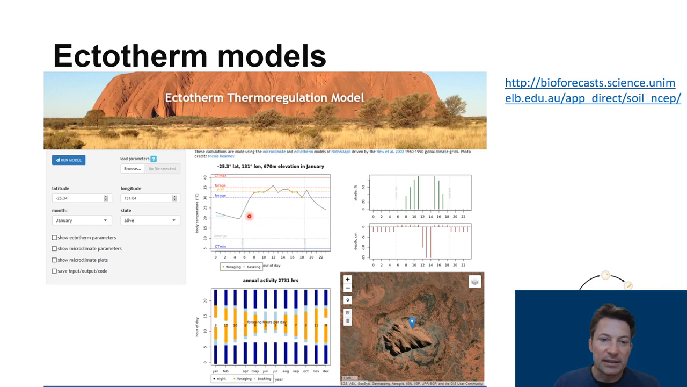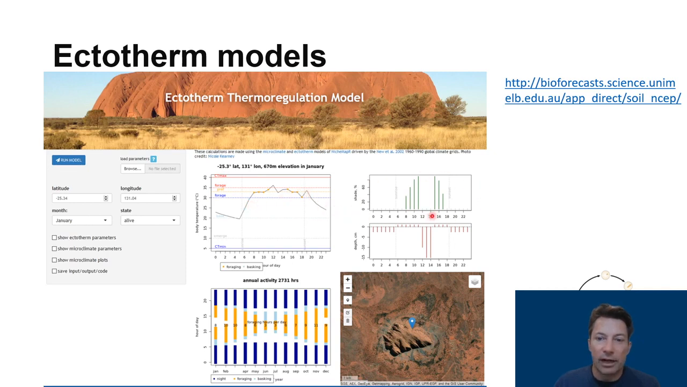So you can see in this case, the animal was basking for the first couple of hours in the morning and then was active. There was a period where it was inactive in the middle of the day because it was too hot, and then it was active again. The orange dots are active, the blue dots, which you might be able to see, are basking, and then it retreated back to its burrow.